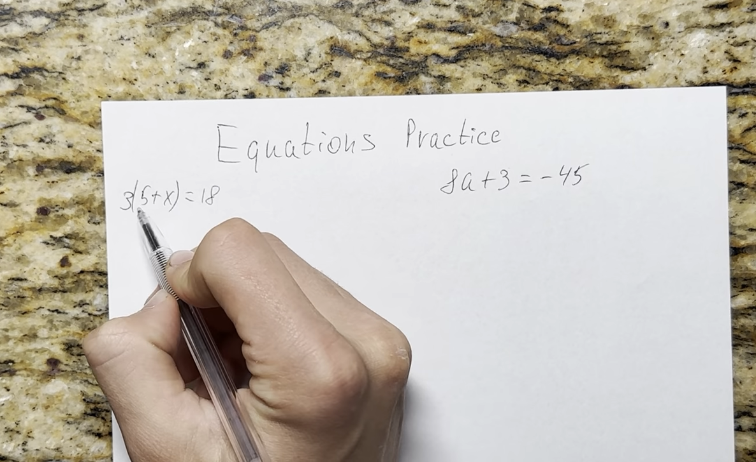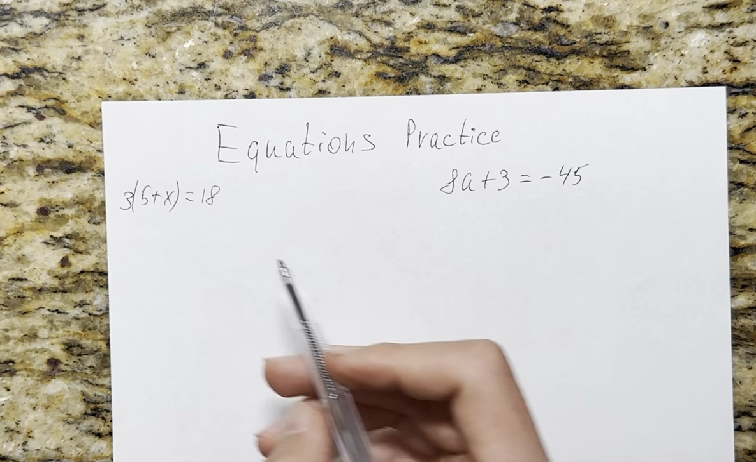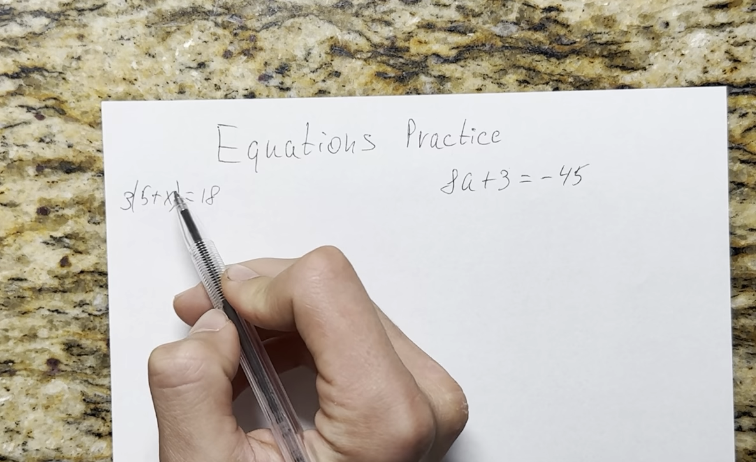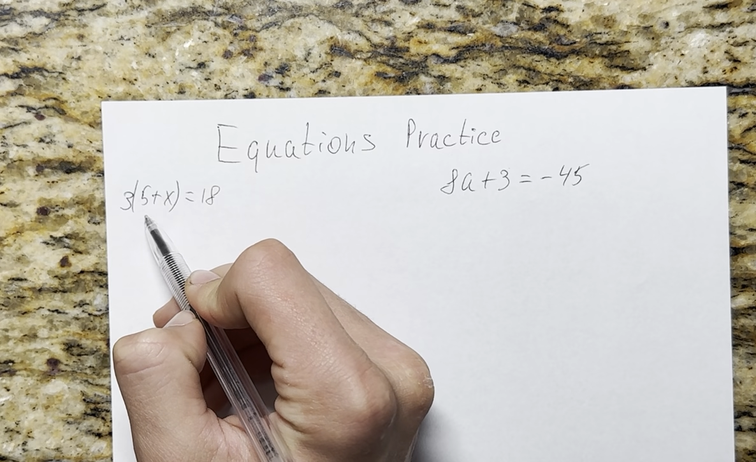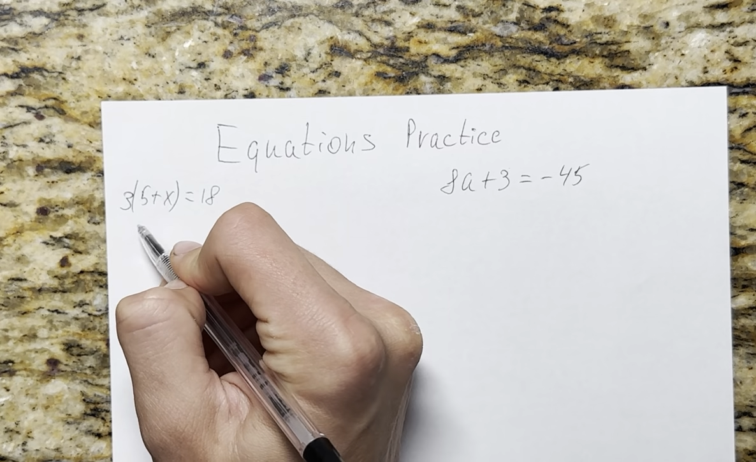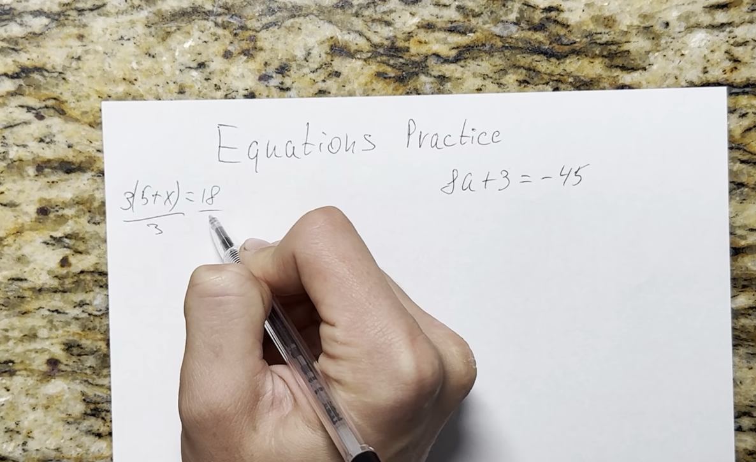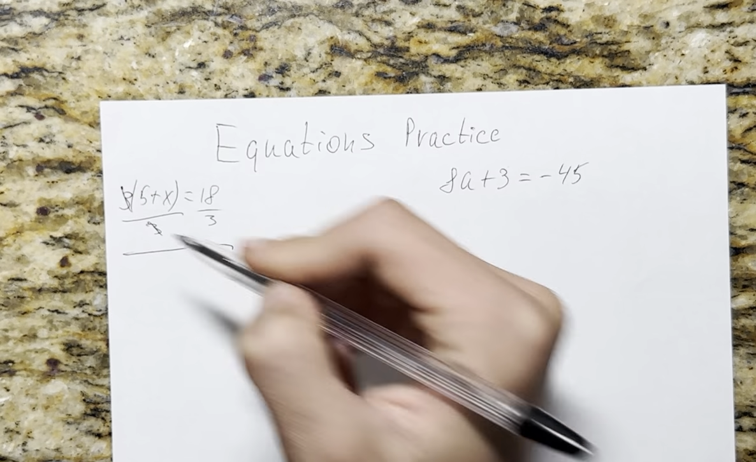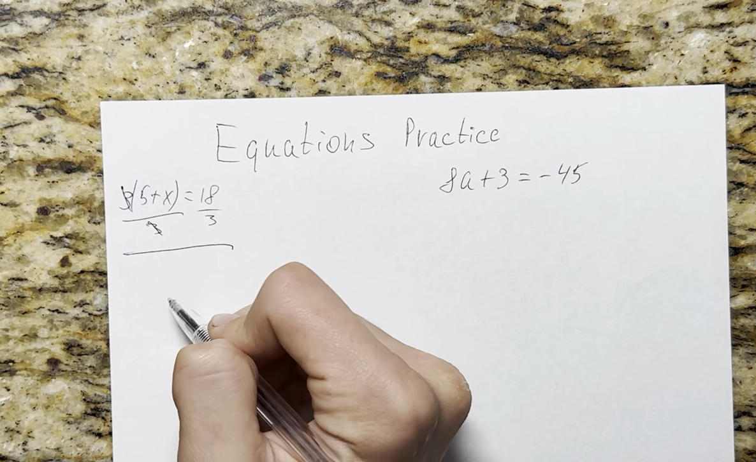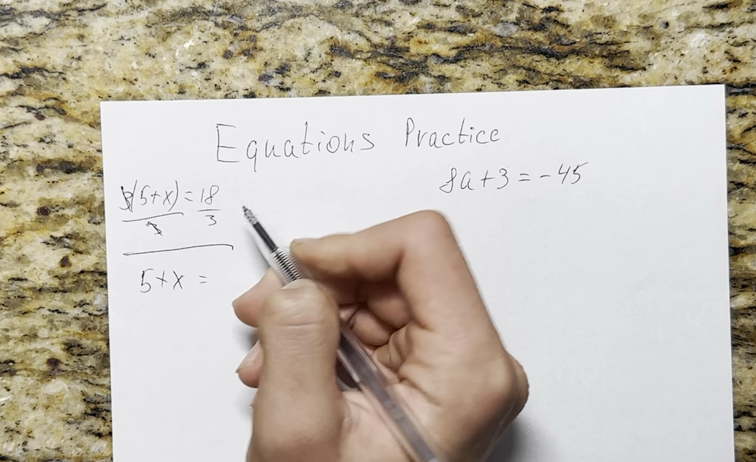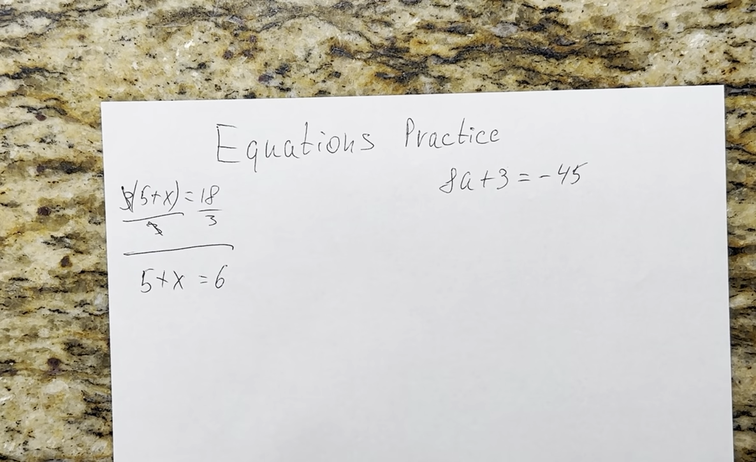Since we have 5 plus x in parentheses, we're gonna leave it for now as is. And we'll divide each side by 3 to get rid of this times 3. Divide each side by 3, and you'll get rid of this 3. So on this side I'll get just 5 plus x, and on that side you'll get 6.